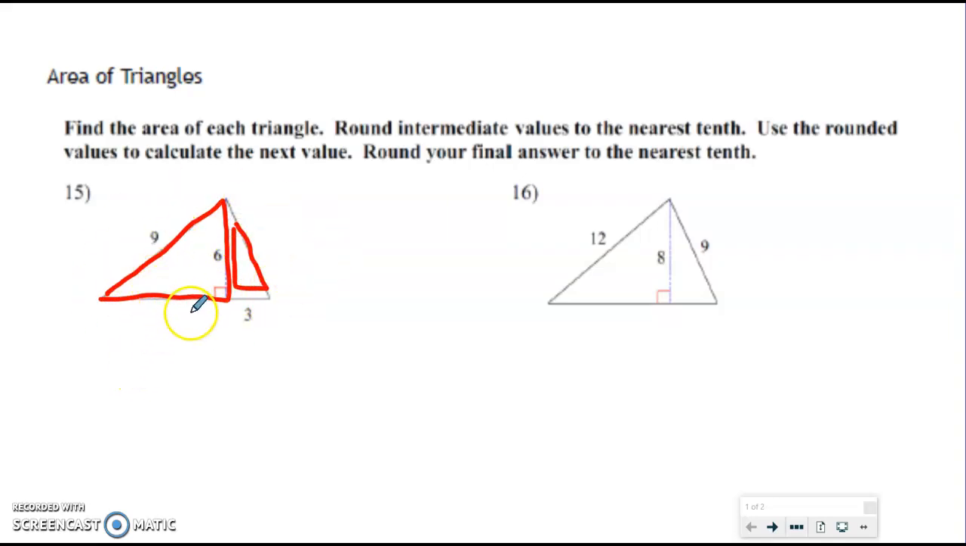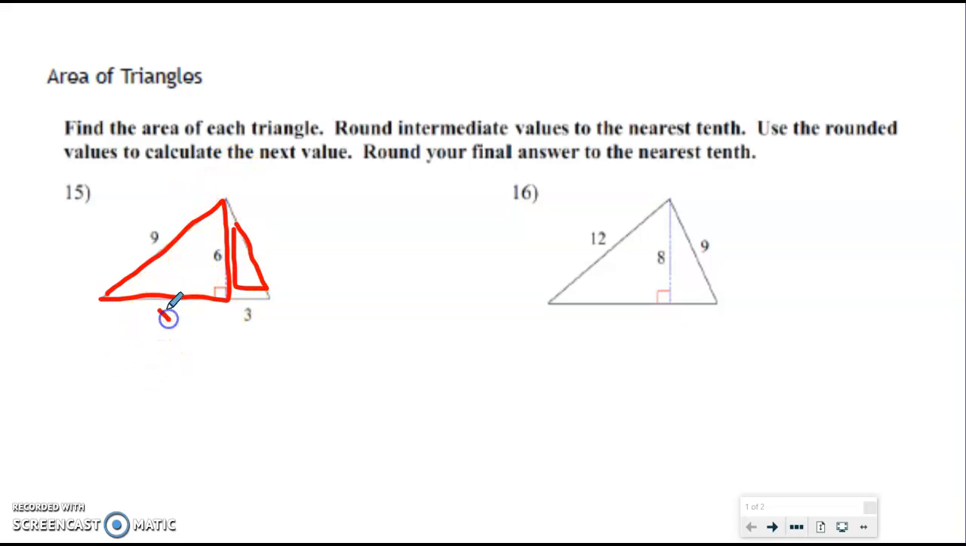But the issue is, I can find the area of this triangle with the 6 as the height and the base of 3, but I do not know the area of the triangle that has a hypotenuse of 9 and a leg, or altitude, of 6. So we have to find out what that is, and we're going to use the Pythagorean theorem to do that.